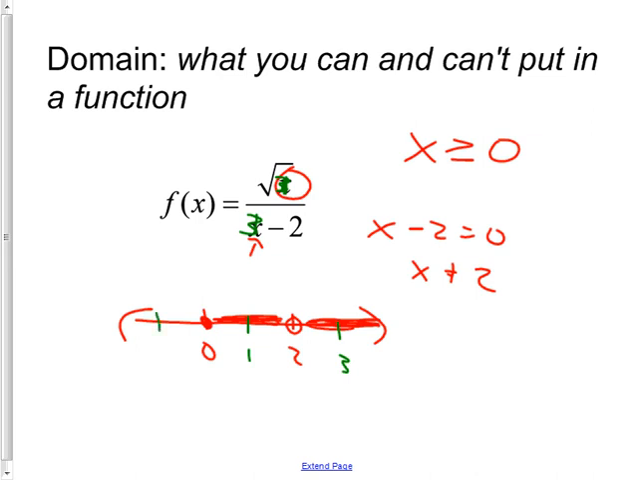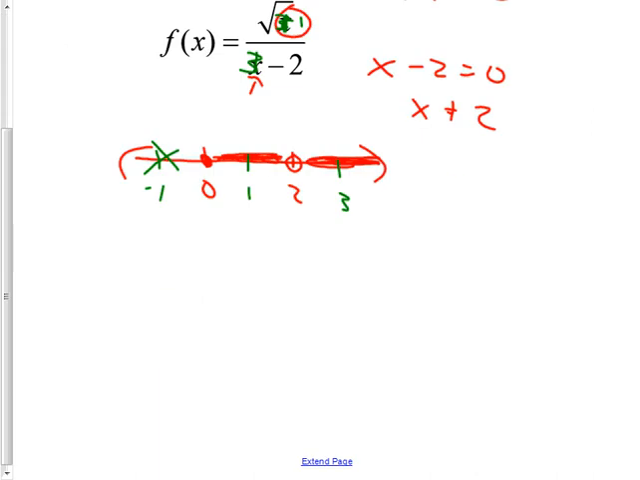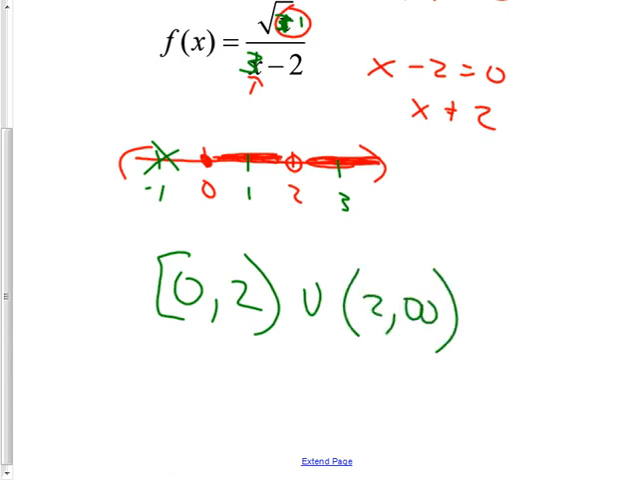And let's just double check this area like -1. As soon as I put it in, I see the problem right away, right? Square root of a negative can't work. So clearly that's out. Final answer should be between 0 and 2, and then a bracket on the 0 and a parenthesis on the 2, union with 2 to infinity. Raise your hand if you had that one right. Awesome. Okay, so that's domain.